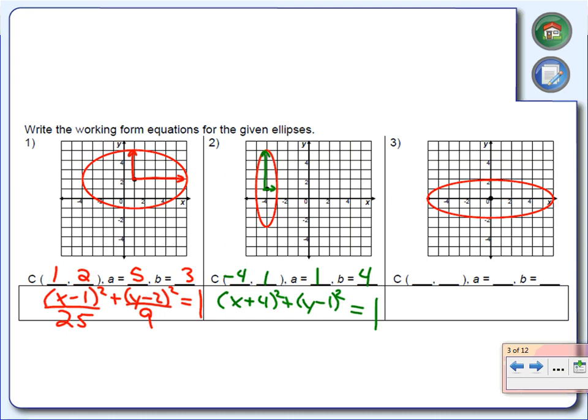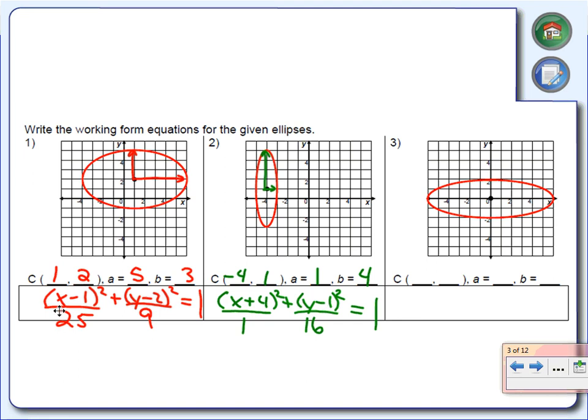So we need to put something underneath this x plus 4 and y minus 1. Let's start with the x plus 4. What goes underneath it? 1. That's what you get when you square 1. What goes underneath y minus 1? 16. And that 16 is from 4 squared. 4 squared would give us a 16. So there's the equation for number 2.